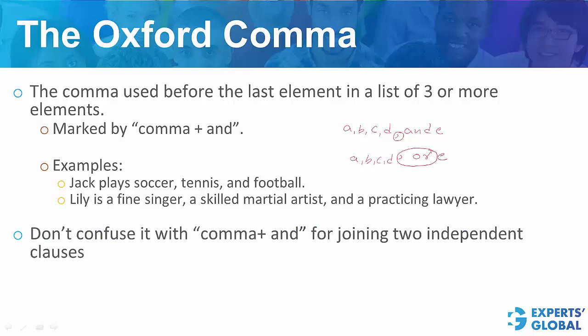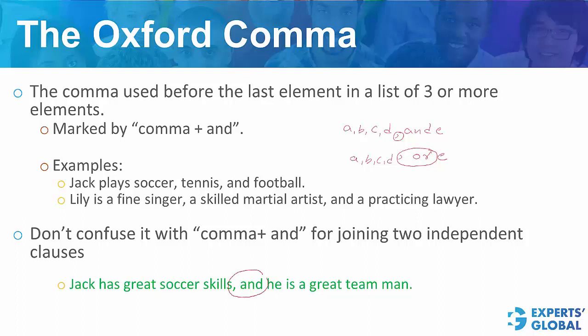Next, please don't confuse this comma plus and construction for joining two independent clauses. As we saw in the last slide, a comma plus and can be used for joining two independent clauses. So this construction is different. This is for joining two independent clauses. This comma and construction does not represent an Oxford comma construction. This comma and is for joining two independent clauses.